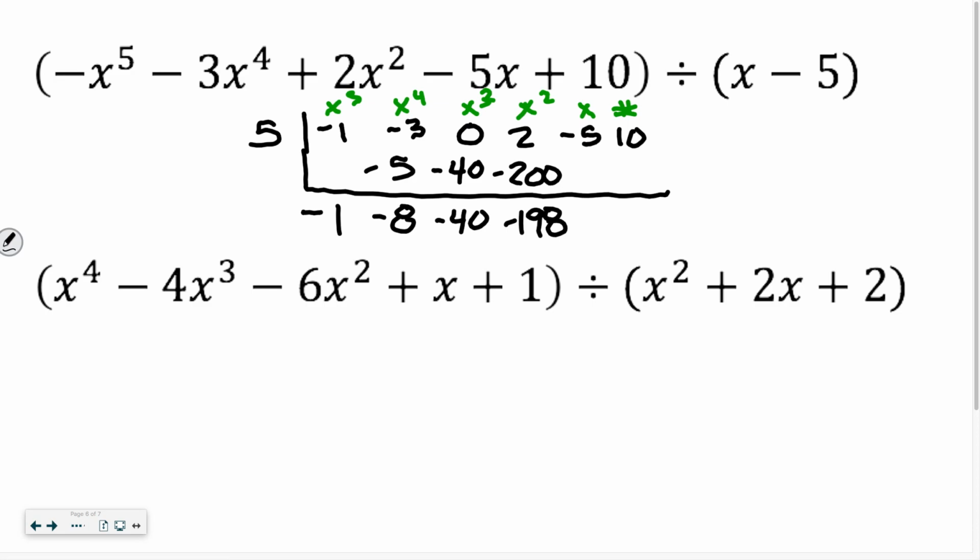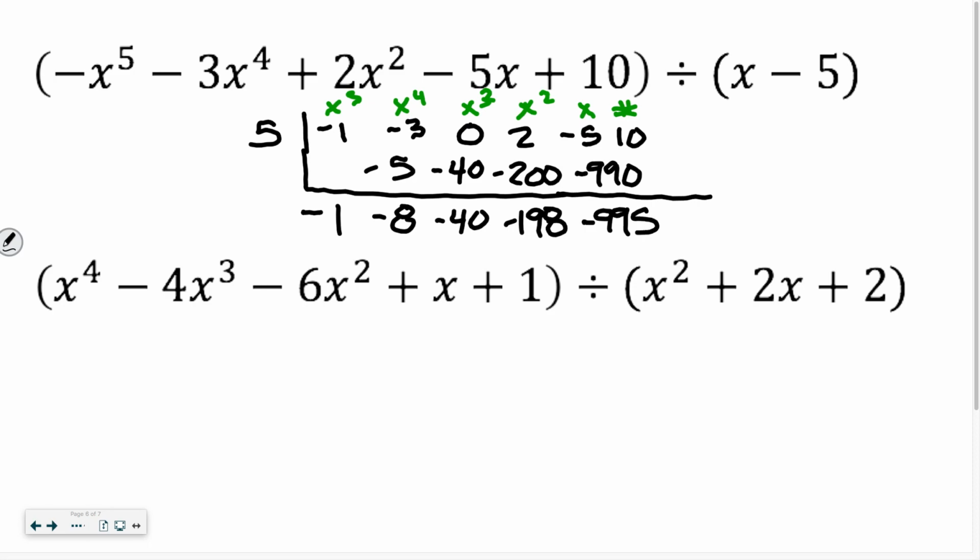Times 5 is -990. Am I right? -990. Oops. No one knows what was going on in my brain right there. -990. That's -5 plus -990, so -995.